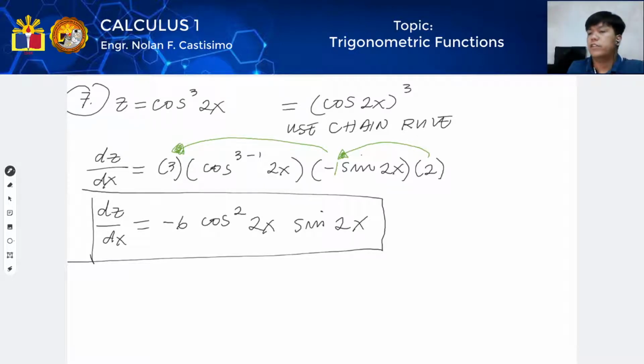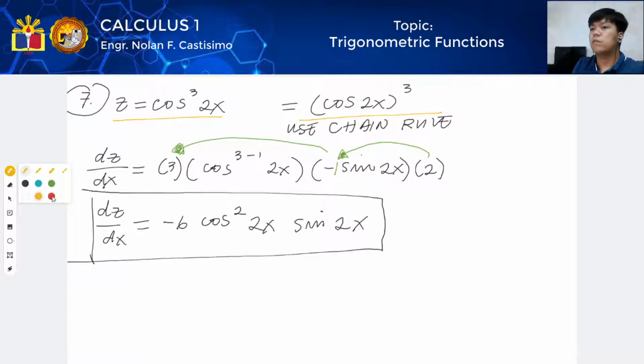Okay, so discuss ko itong sinolve kong mga additional examples ng trigonometric function. So we have here z is equivalent to cosine cube 2x. Itong function na to ay equal lang siya dito. Okay? So with this, we can use chain rule. Okay? So apply na natin sa chain rule.